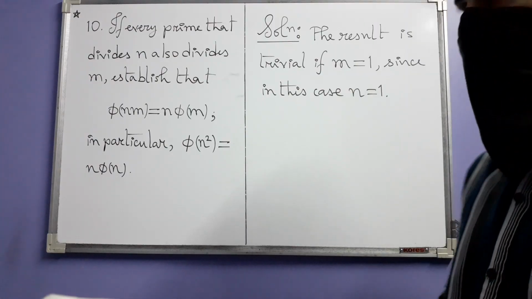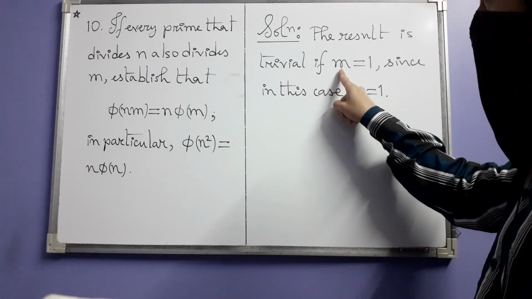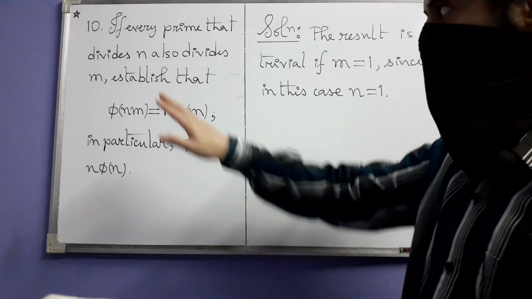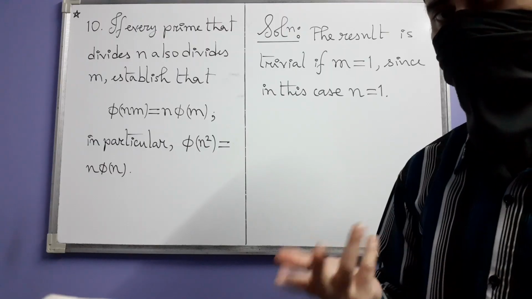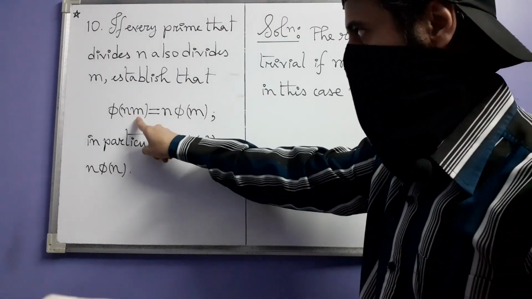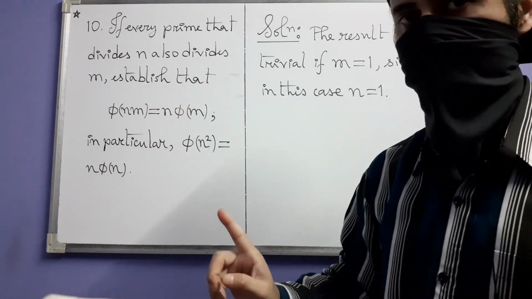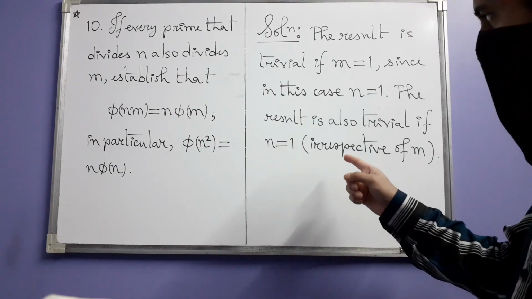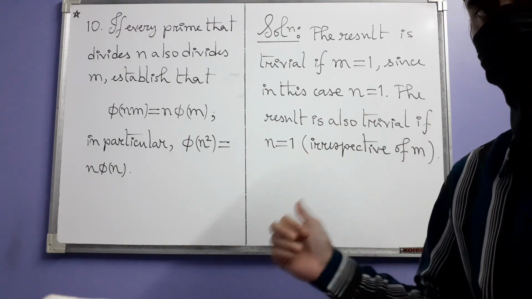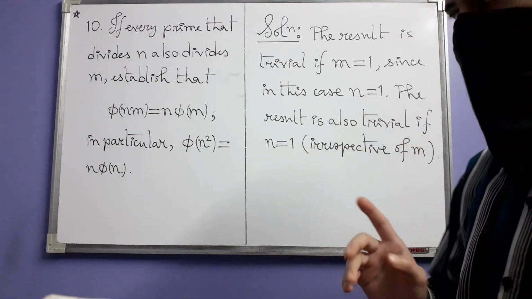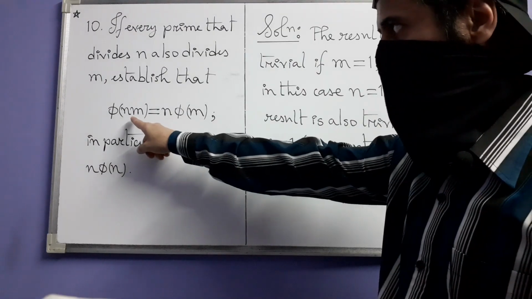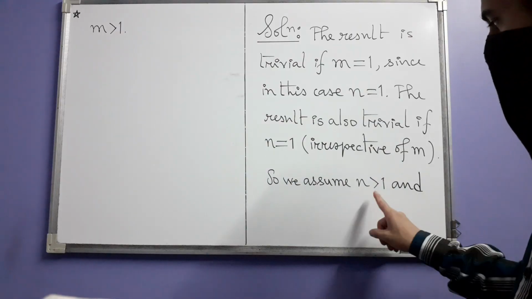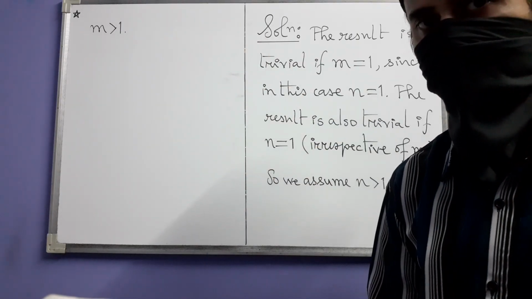We start the solution like this. The result is trivial if m is equal to 1, since in this case n is also equal to 1 because of the given condition. And if both m and n are 1, then nm is 1, so this side is 1 and this side is also 1. And the result is also trivial if n is equal to 1 irrespective of m. No matter what m is, if n is 1, then both sides equal phi of m. So we now assume that both n and m are greater than 1.